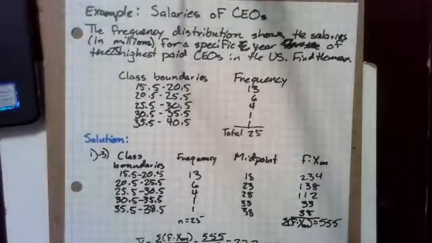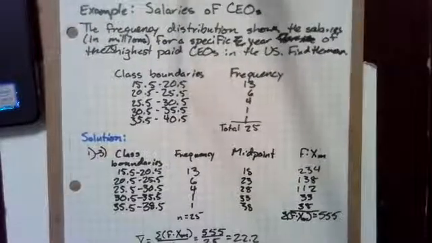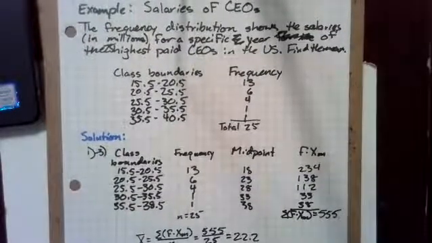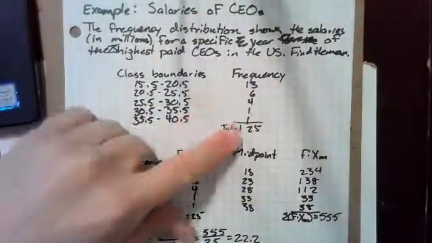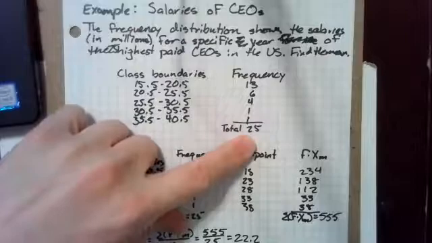As an example here, we're going to look at the salaries of CEOs. The frequency distribution shows the salaries in millions of dollars for a specific year of the highest paid CEOs in the US. And we're going to find the mean. Our class boundaries start from 15.5 to 20.5. The data is all right there. I don't need to read it all out for you, but we have the class boundaries and the frequencies, and we can see that the total of the frequencies is 25.